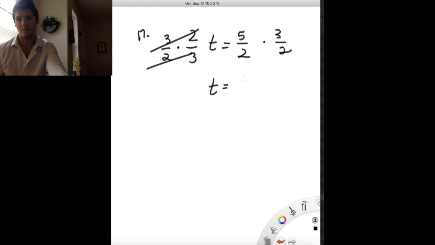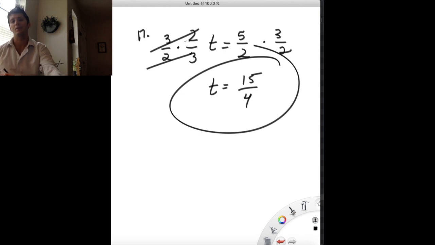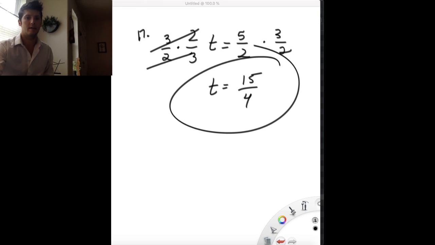When you multiply fractions, it's straight across the top. 15 over 4. That's the easy mistake people make. It's not 15 over 2. It's 2 times 2 in the denominator. 5 times 3 over 2 times 2. Okay. Let me get access to some of these other questions. Oops, I messed up. Okay.